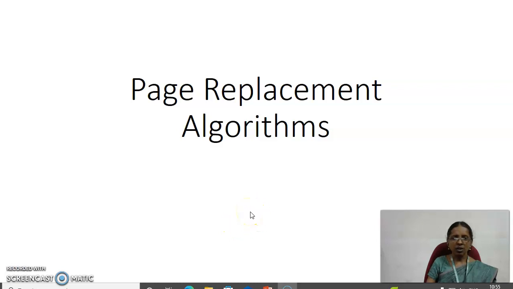Hello everyone. In this session, we are going to discuss page replacement algorithms in operating system. This is one of the most important concepts in operating system. Before discussing the algorithms, let us go through some basic terminologies regarding this.